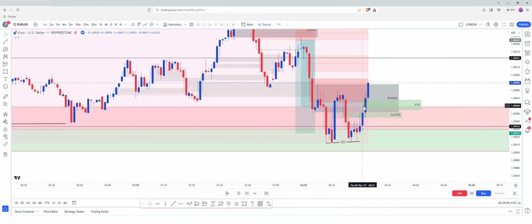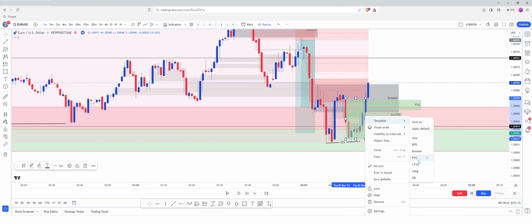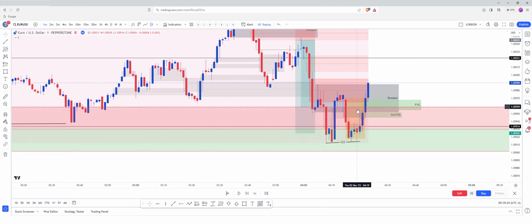So this is our unicorn entry. Fair value gap inside a breaker block. We've got an inversion fair value gap below us. We have an order block that we've created just here, these last two down closed candles. This is my 3 PD arrays as supporting the trade thesis.